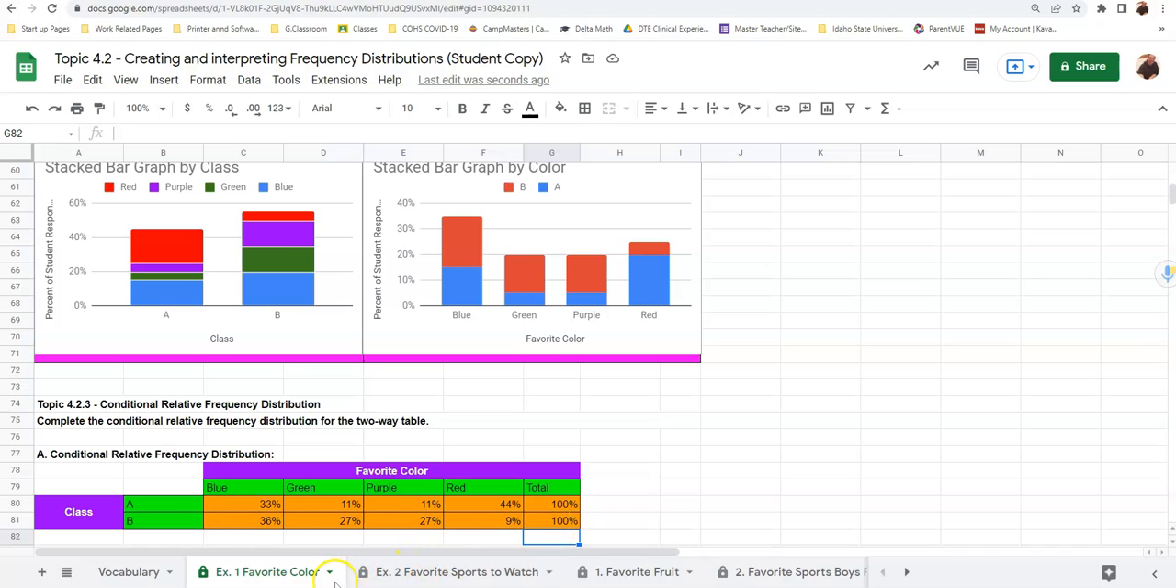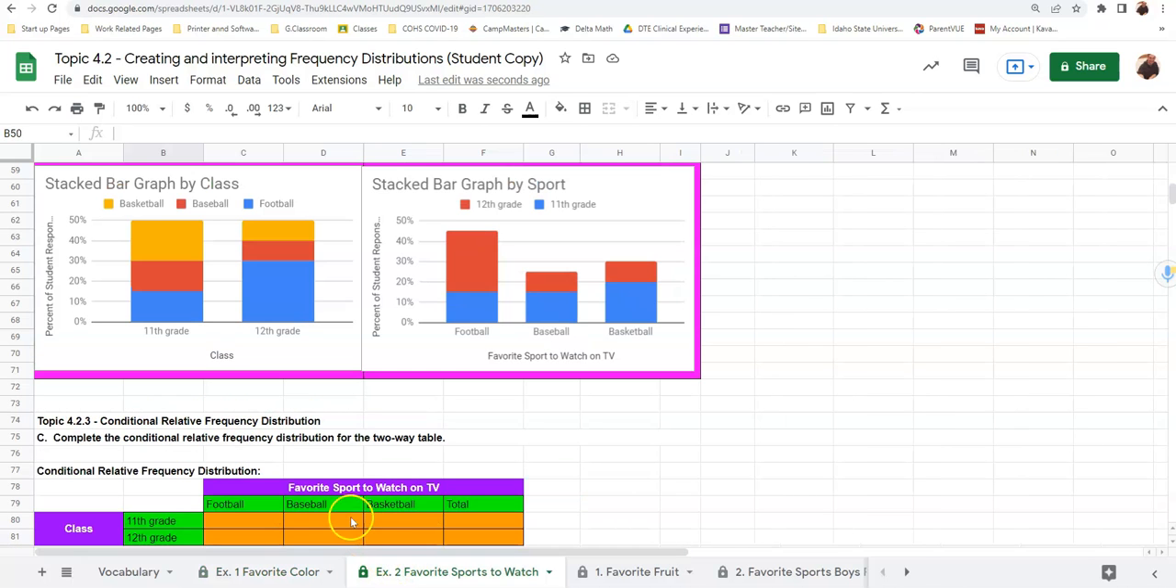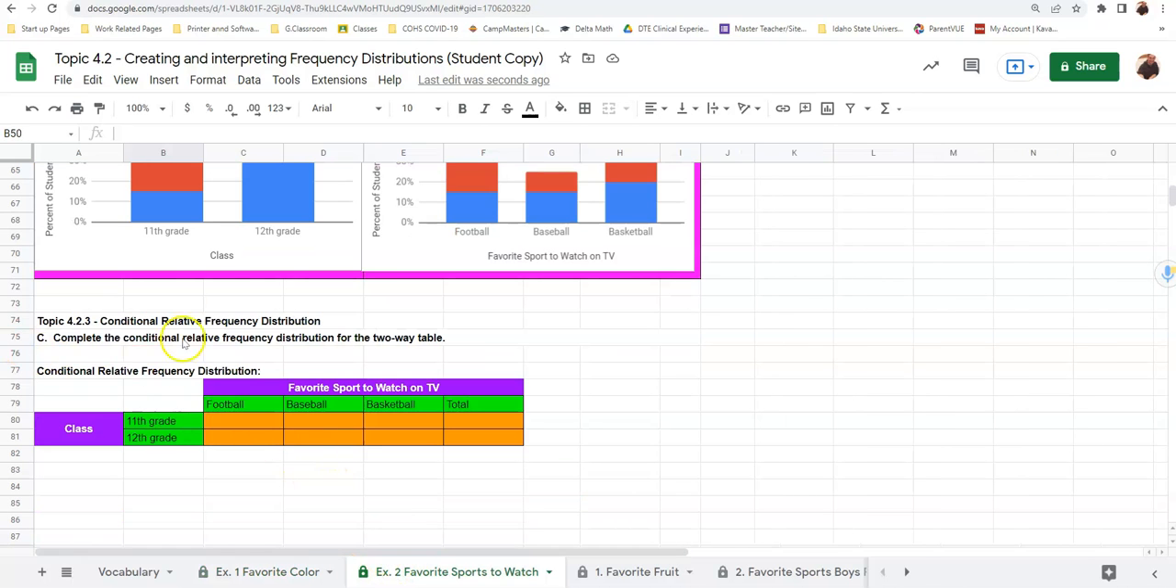So what I'd like you to do now is click on the tab for example 2, and I want you to go ahead and complete the conditional relative frequency for favorite sports to watch. Go ahead and do that now.